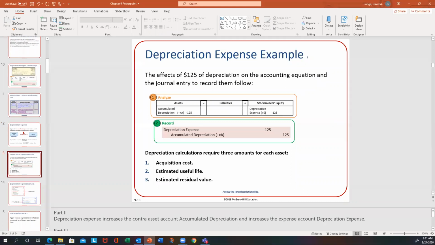So in this example, it says, what if we had $125 of depreciation, just to show you how that affects the accounting equation and the journal entries. Accumulated depreciation, which is a contra asset, would be a negative. It's going to reduce your assets. And then here's your depreciation expense, which of course would reduce the equity. The journal entry would be debiting depreciation expense and crediting accumulated depreciation for 125.